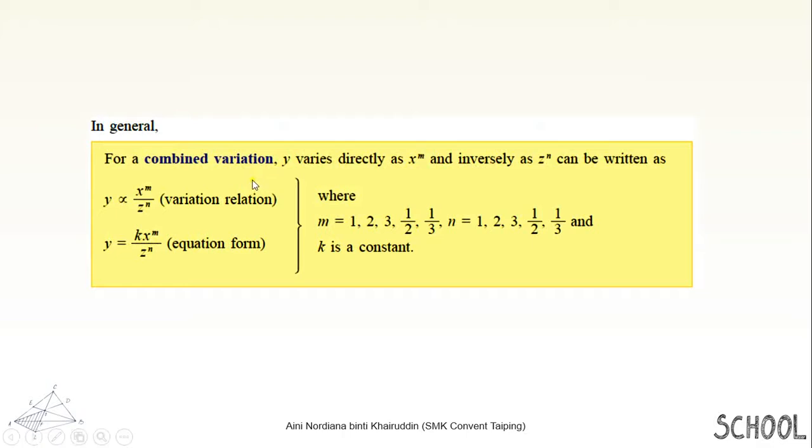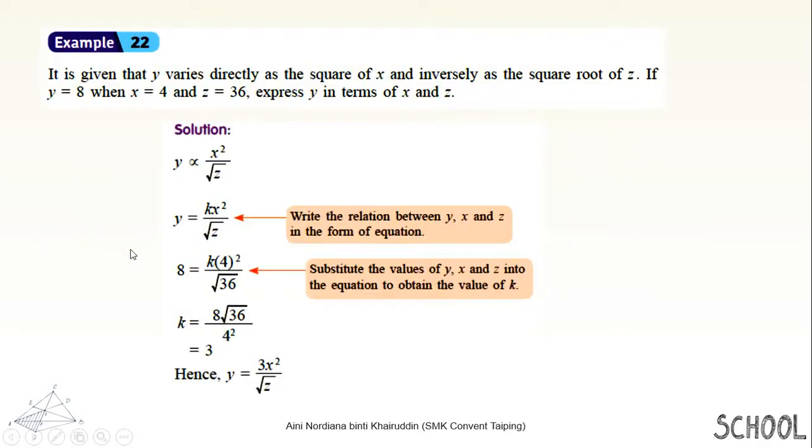So what is the relation between three or more variables for a combined variation? For a combined variation, y varies directly as x to the power of m and inversely as x to the power of n, can be written as y equals k x to the power of m over x to the power of n. So this is in the equation form. We're adding the value of k here. So k is a constant. Have a look at example 22.